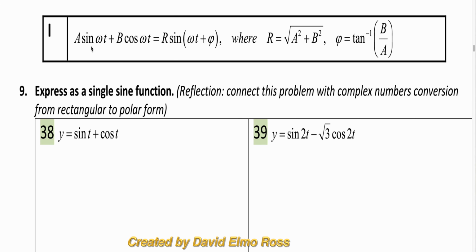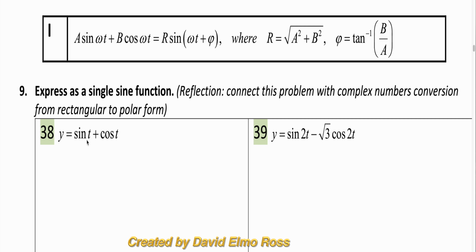Now, it's possible to add sines and cosines together as long as they have the same values, such as omega t here and here. In this case, a sine omega t plus b cos omega t is equal to r sine(omega t plus phi). The r value here is given by the square root of a squared plus b squared, and the phi angle here is given by the inverse tan of b over a, which is very similar to what we did with complex numbers converting from rectangular to polar form.